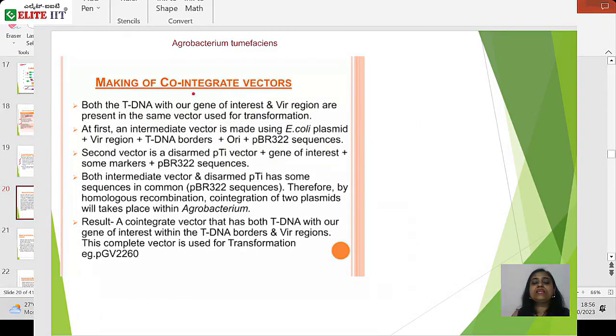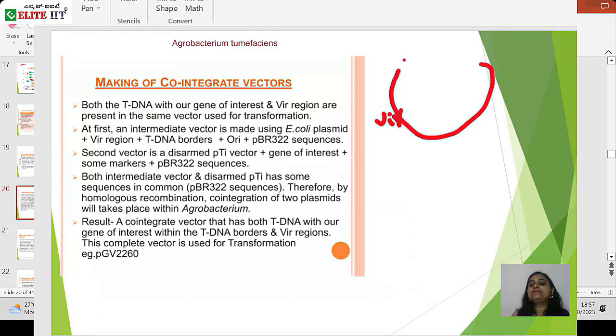Now, in this case, making a co-integrate. What is co-integrate vector? So, in this case, what is happening? Both the tDNA with our gene of interest and the vir region are present in the same vector used for transformation. See, in the normal case, what I told you, this is the TI plasmid. Vir gene should be there for the infection. It is essential. Okay, vir gene, virulence, infection.